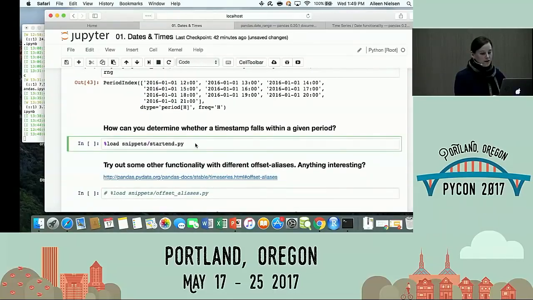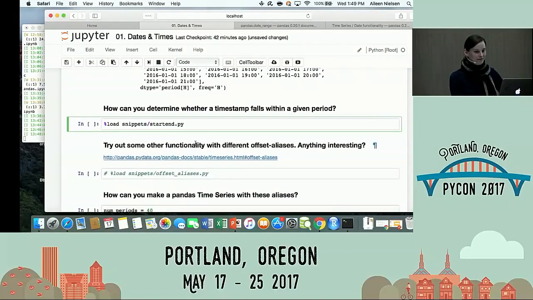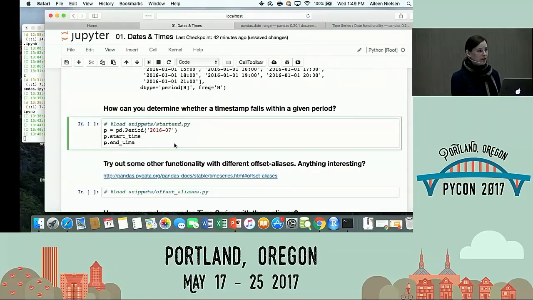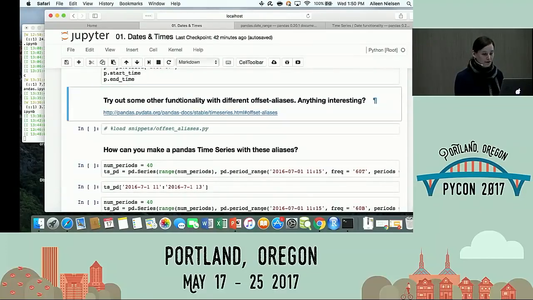So we looked at how you can determine whether a timestamp falls within a given period, but try to remind yourself how you would do it. Try to do it before you load the snippet. So if I have a period, I have a start time, I have an end time. How do I check if a timestamp is within? Greater than start time, less than end time, exactly, right? So that you do have to write out for yourself.